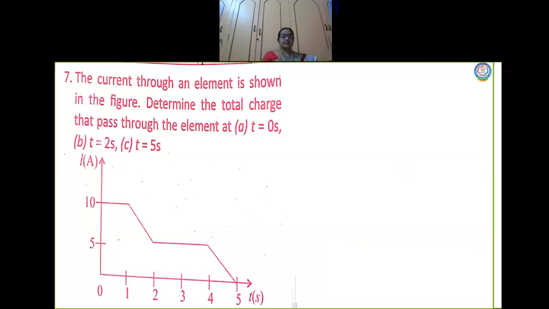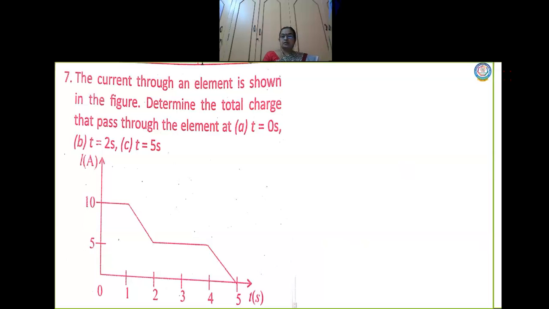Now 125, the current through an element is shown in the figure. Determine the total charge that passes through the element at t is equal to 0 second, t is equal to 2 second and t is equal to 5 seconds. So there is a graph given, right? Okay, now let us start doing it.